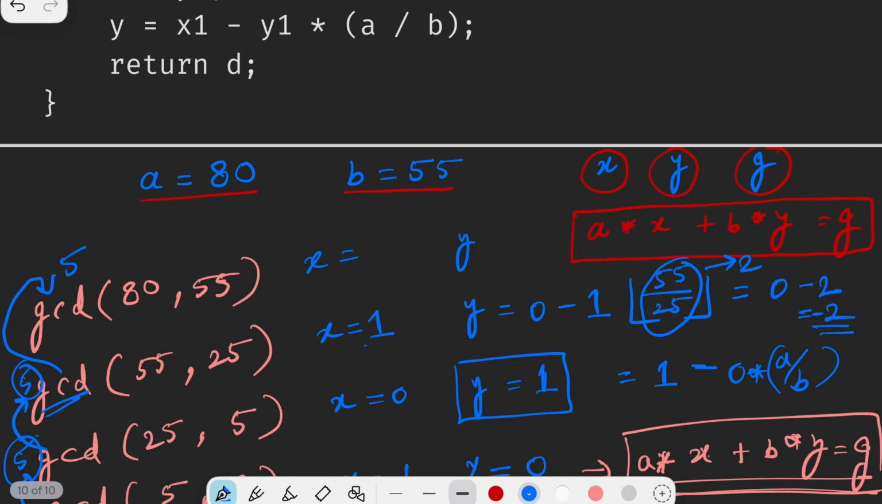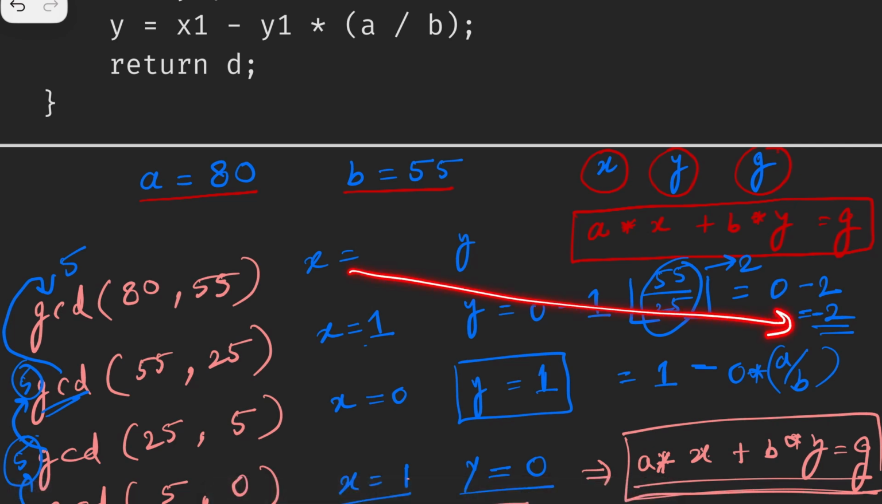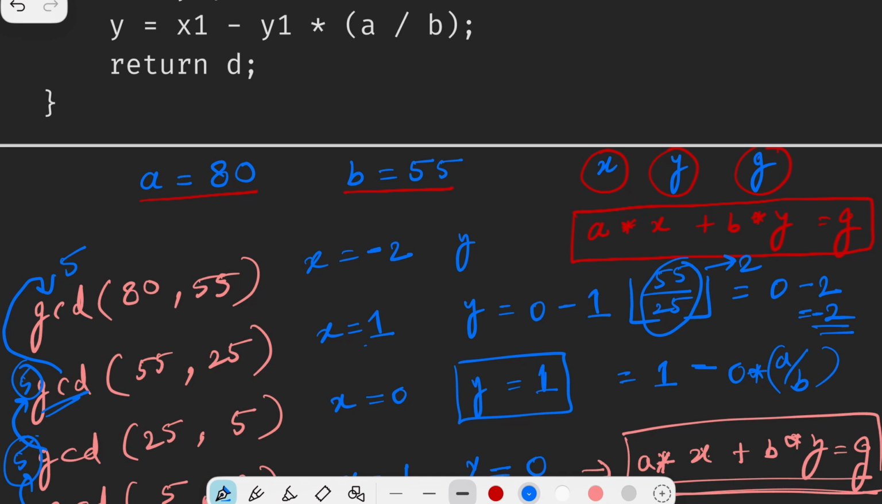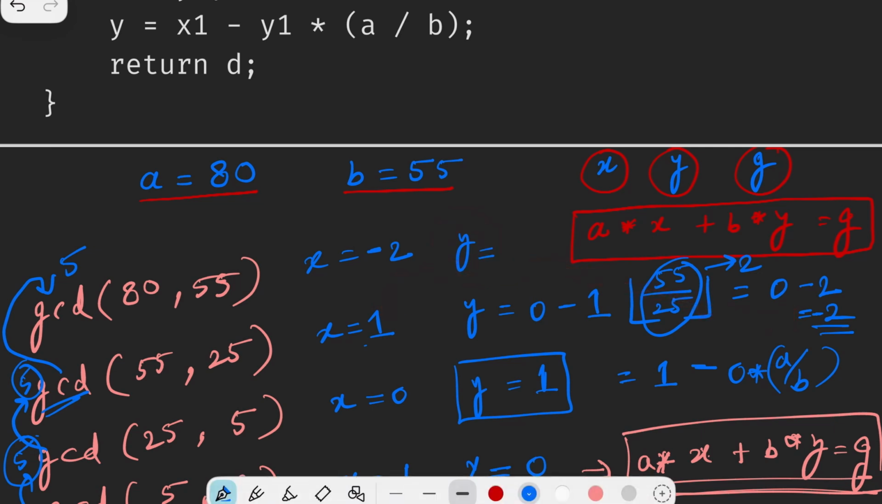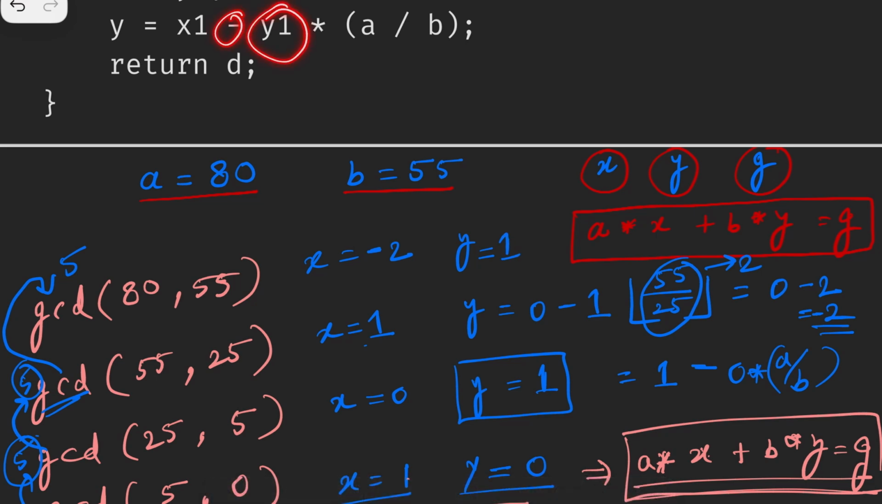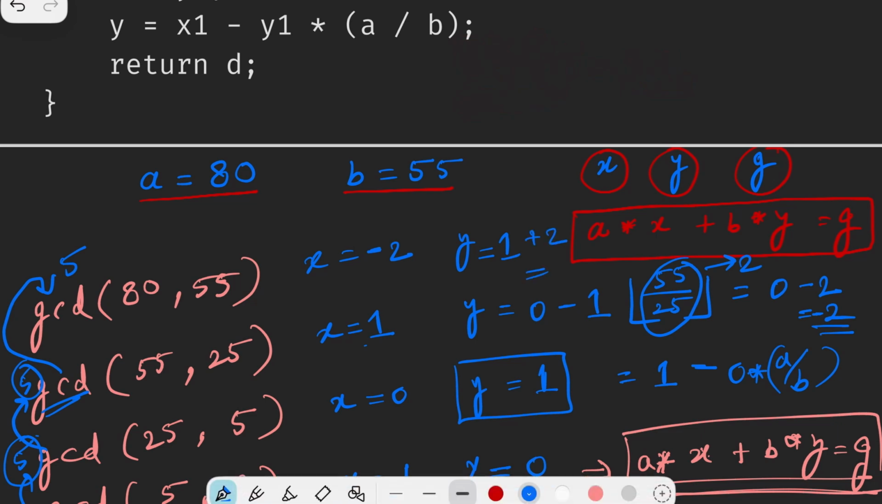What is x? It's going to be y1. Here y1 was minus 2, remember. So here x is going to be minus 2. And y is very critical, which is going to be x1 minus y1 into a divided by b. So x1 is 1 and y1 is minus 2. This minus and that minus 2 will become plus 2 into, now a by b. A is 80 and b is 55. The value will be 1. So plus 2 will result in 3.